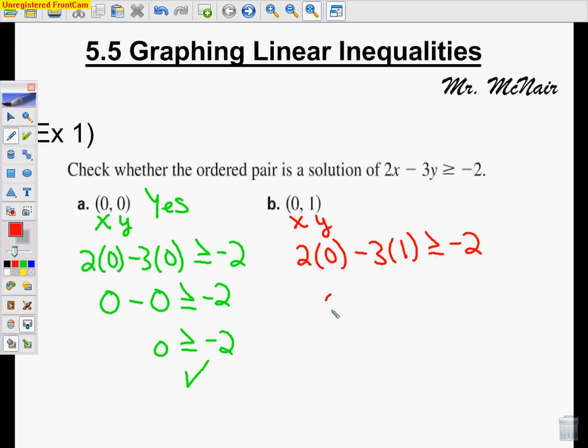All right, 2 times 0 is 0. Minus 3 times 1, which is 3. 0 minus 3 is negative 3. Is negative 3 greater than or equal to negative 2? No. Therefore, (0, 1) is not a solution.